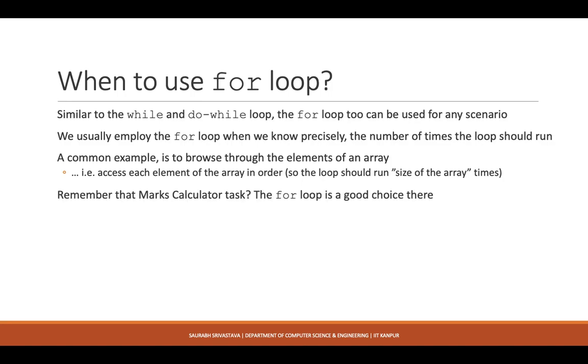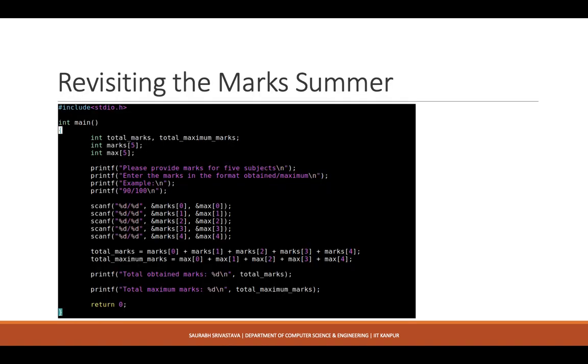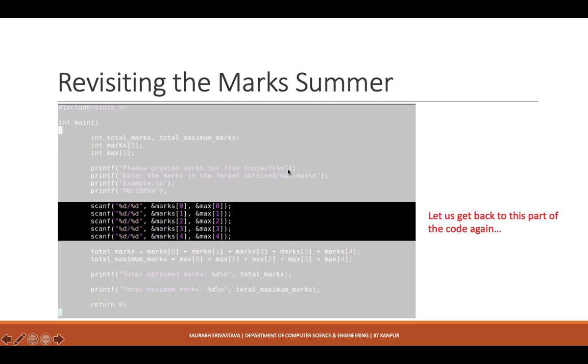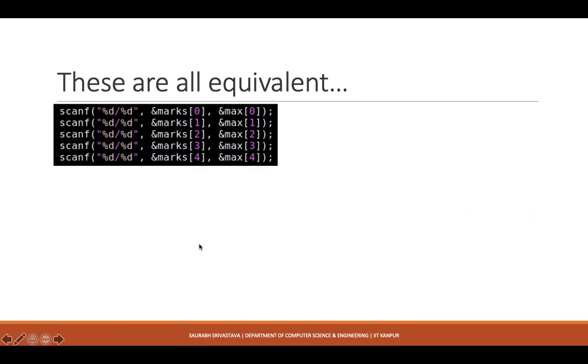I'll just show you one example, the marks calculator task that we discussed last week. The for loop is a very good choice there. This is what that example looks like, and this part we have already discussed. We discussed that we can rewrite this part in a better fashion. We also saw the pseudocode for this part of the code. So now you can see something like this, that all these are equivalent. This is the first version that we had.